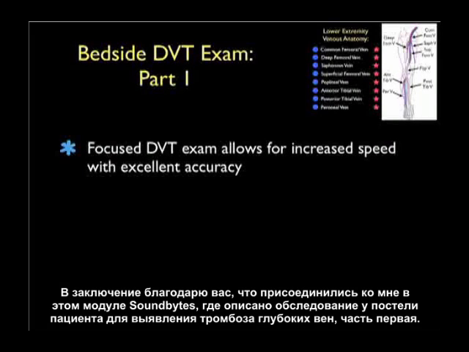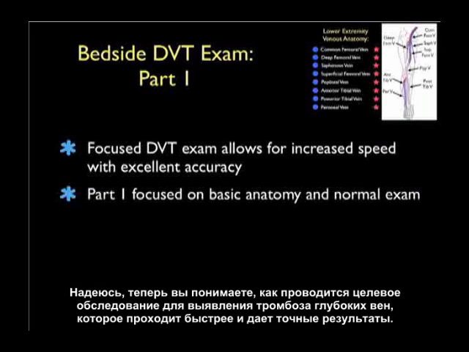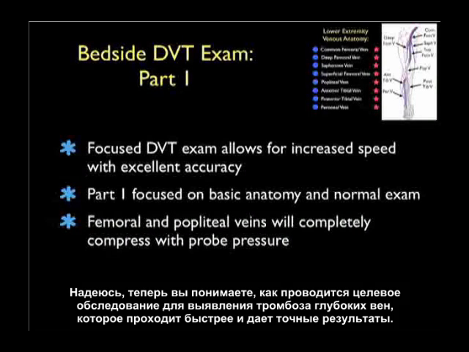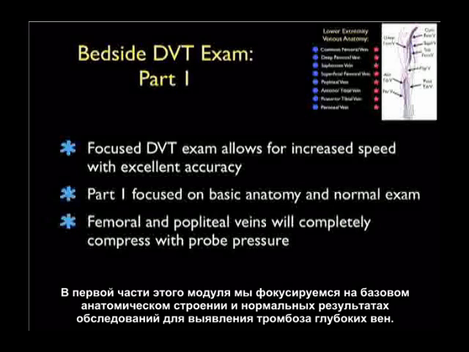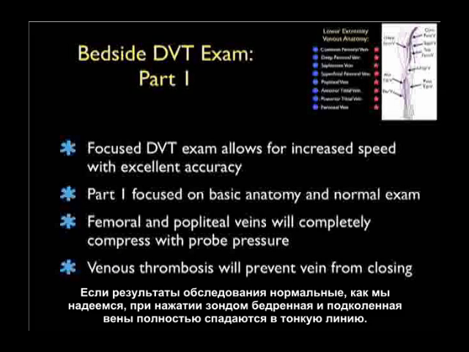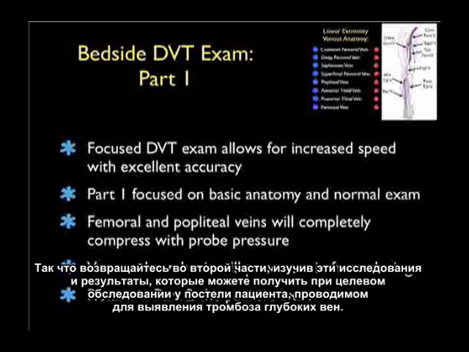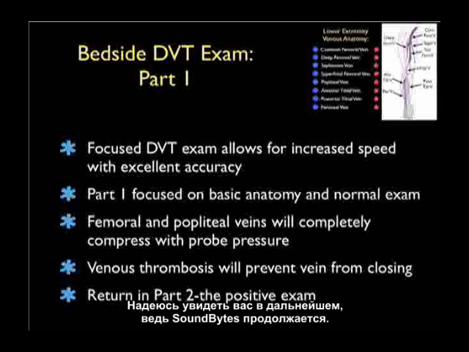In conclusion, thank you for joining me for this SoundBites module going over bedside DVT examination part 1. Hopefully now you understand the focused DVT exam, which allows for increased speed with excellent accuracy in the exam performance. In this module part 1, we focused on the basic anatomy and the normal examination for the DVT evaluation. For a normal examination, we hope that the femoral and popliteal veins will completely compress down with probe pressure. Unfortunately, a venous thrombosis will prevent the vein from closing, and so we'll return in part 2 going over the positive examination and those findings that you might encounter on the focused bedside DVT examination. So I hope to see you in the future as SoundBites continues.